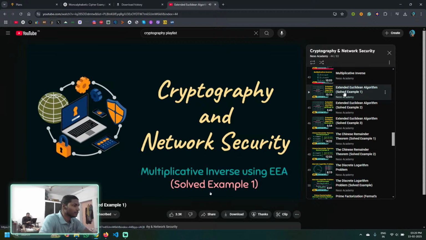We have seen the basics of multiplicative inverse in the last presentation. In this presentation, we will focus on finding the multiplicative inverse using extended Euclidean algorithm. Let's see solved example 1. While solving this example, we will understand how this extended Euclidean algorithm works.